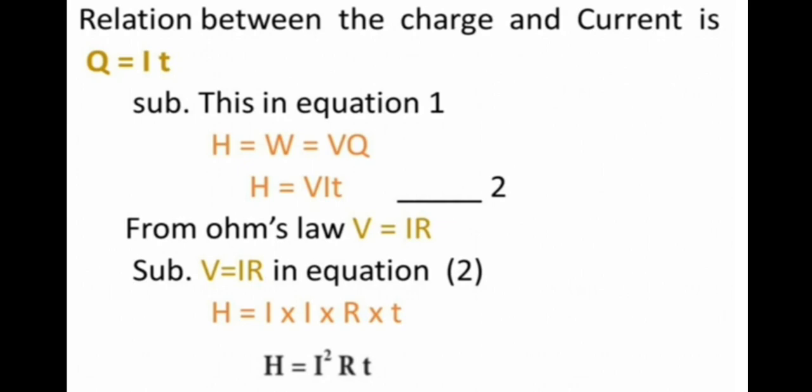From Ohm's law, V is equal to IR. We already know V is equal to IR is Ohm's law. This we have to substitute in equation number 2. Then we will get H is equal to I into RT. We can write this as I squared RT. This is Joule's law of heating.